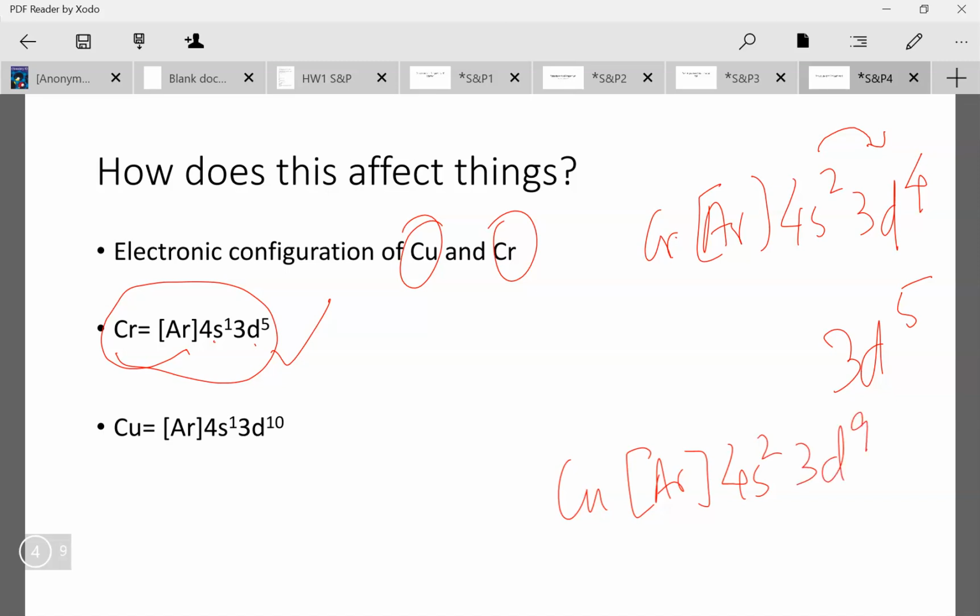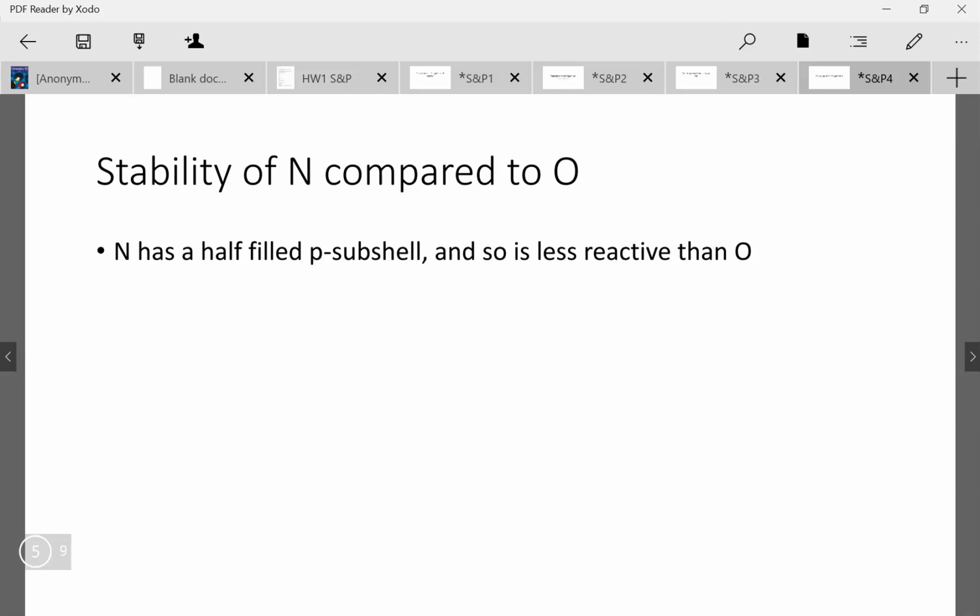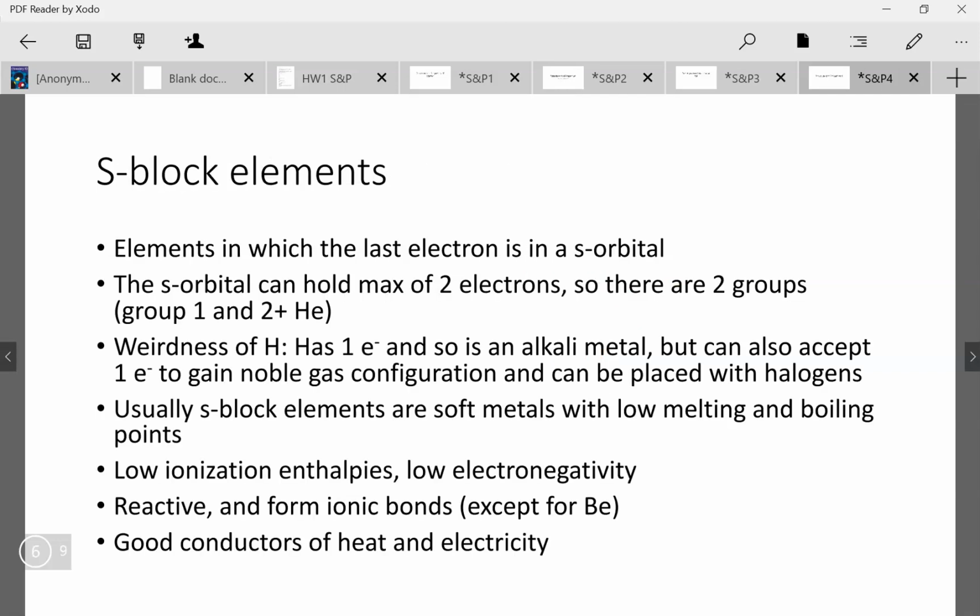The same way, copper originally would be argon 4s2 3d9, but again, because a 3d10 orbital would be super stable for copper, you're going to have 4s1 3d10, from excitation of this electron to a 3d orbital. Again, nitrogen has 2p3, which is half filled, so it's less reactive than O. There are many other trends you can talk about in terms of half-filled and fully filled orbitals. The main ones we're going to do are just the copper and chromium exceptions. That's going to be a question on your test, and that's about it.